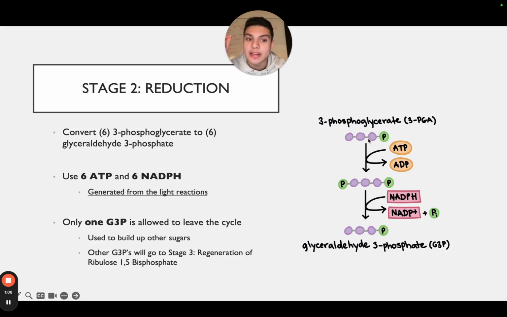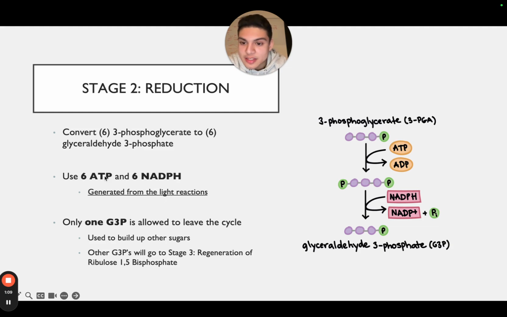And the way we do so is we phosphorylate it to form a 1,3-bisphosphoglycerate. And from this 1,3-bisphosphoglycerate, we're going to reduce it with NADPH, and that'll form our glyceraldehyde 3-phosphate. And something I want to emphasize is that this is happening 6 times. So that's where we get the 6 ATP and the 6 NADPH.